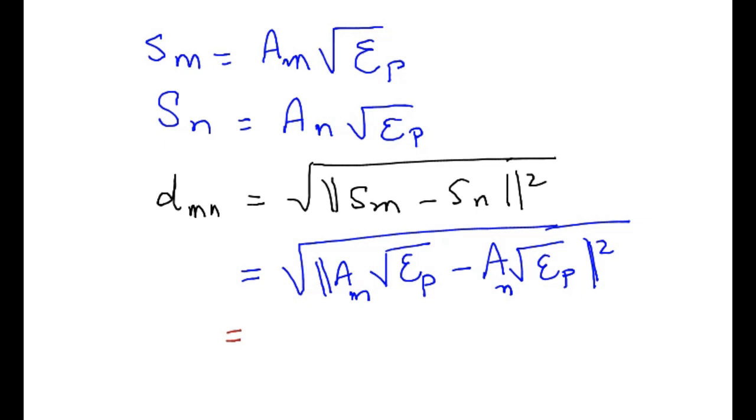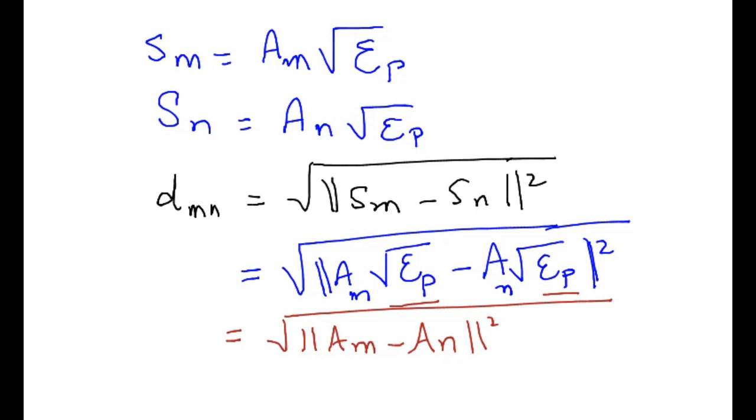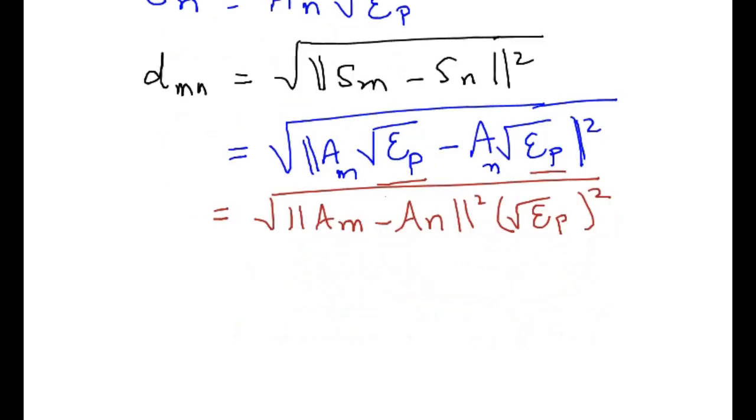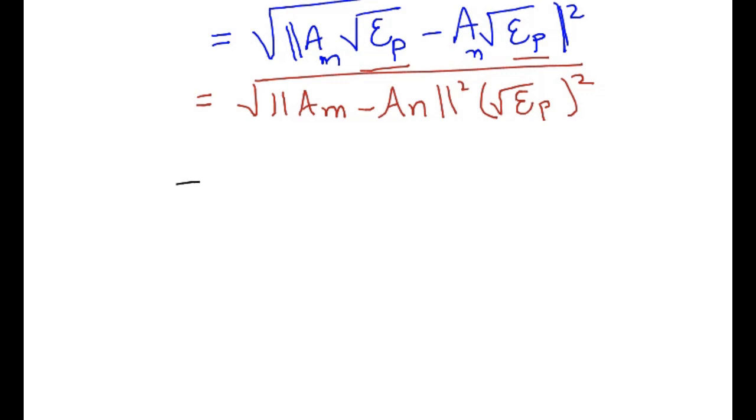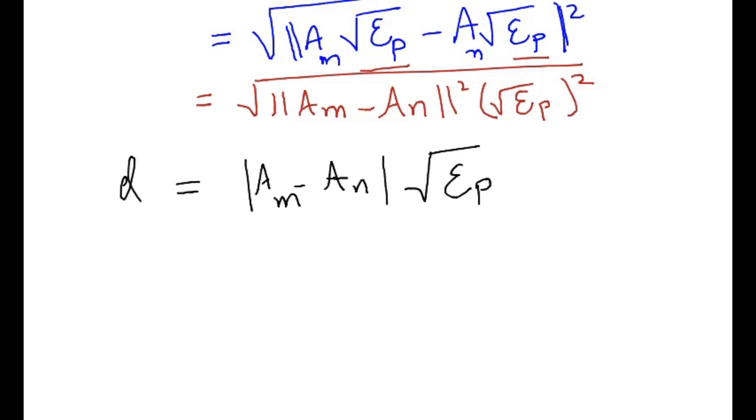Now solve it. If you solve this, what do you get? This is common, square root Ep, so you can take this common thing out, and inside you will have Am minus An square, and under root we can write it as square root Ep square, right? Now if we observe this, Am minus An square and square root Ep square, just simplify this, and we have an expression which is mod Am minus An. We put that mod, and this square also cancels out, so you have only square root Ep. So this is the Euclidean distance.